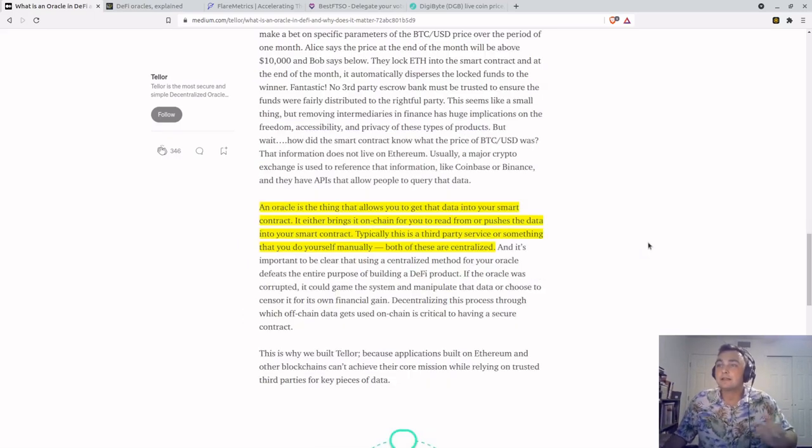An oracle is the thing that allows you to get data into your smart contract. It either brings it on-chain for you to read from or pushes the data into your smart contract. Typically, this is a third-party service or something that you do yourself manually. Both of these are centralized. The FTSO, or the Flare Time Series Oracle, is an ingenious way in order to make Oracle services decentralized.